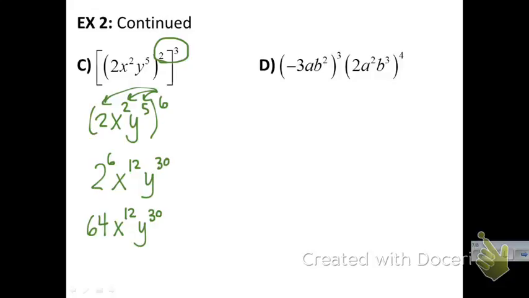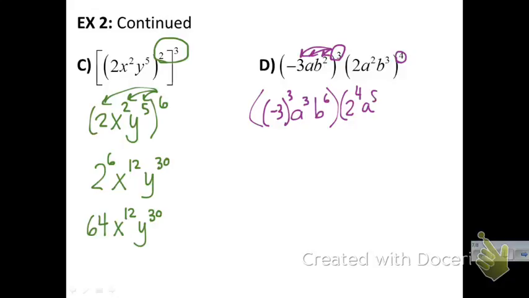Our last one, we're going to go ahead and start by distributing this 3 to all parts. I'm going to put this -3 in parentheses. A to the 3rd, b to the 6th. We'll do the same over on this with the 4. So you have 2 to the 4th, a to the 8th. Remember, we're going to multiply those exponents, and b to the 12th.